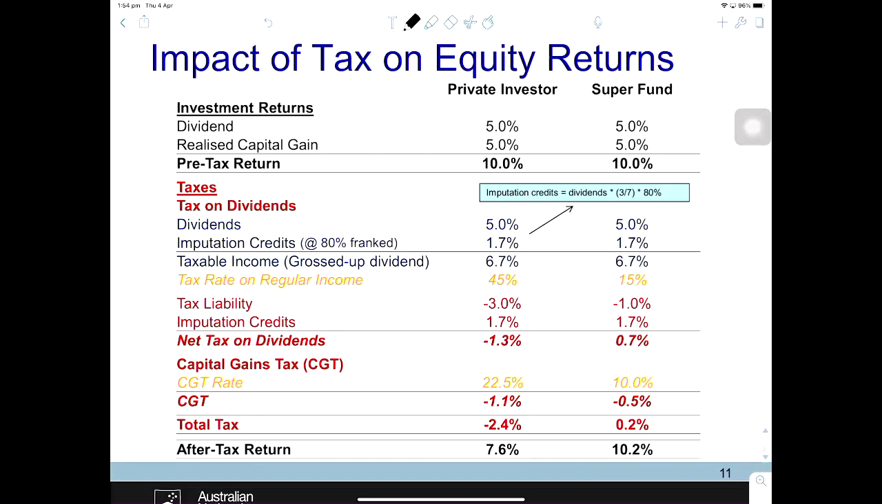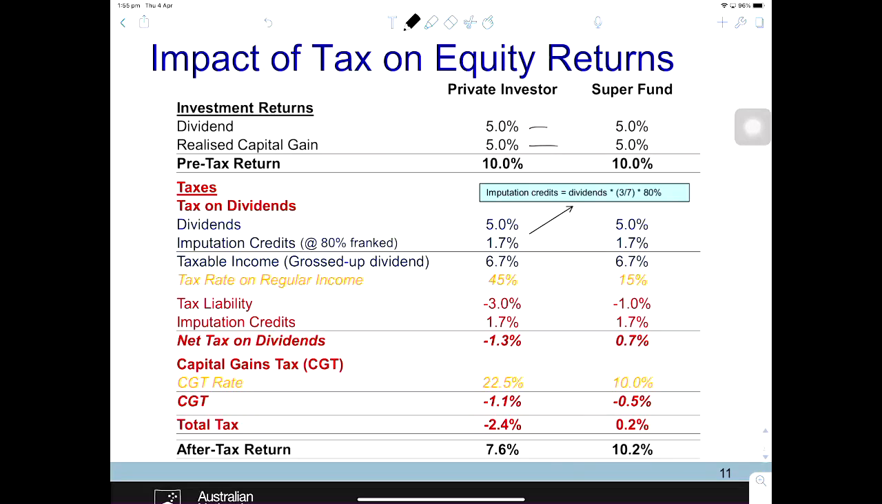We're going to demonstrate how the tax treatment will play an important role in the net return received by the two investors, the private investor and the superannuation account. So with the same investment, we're going to assume the same dividends, that's the distribution over the year, 5%, and realized capital gain of 5%. So over the year, total return for your investment is going to be 10% before tax, before fees. Next, we're going to calculate the applicable tax for the individual investor and for the superannuation account.